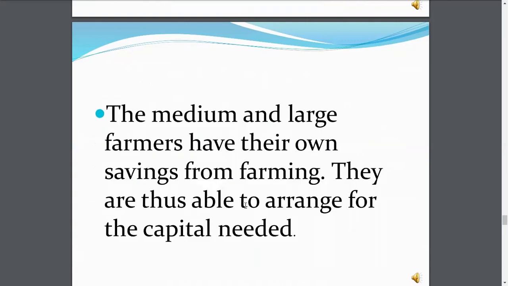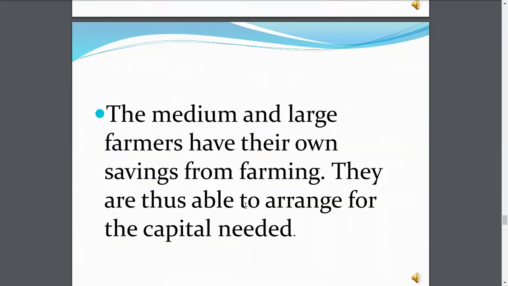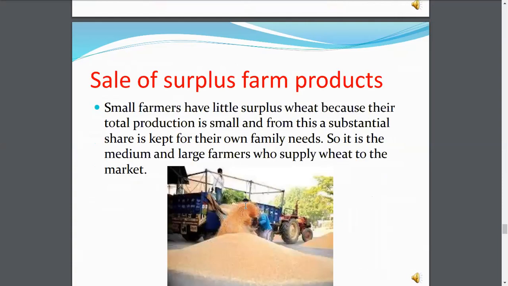Now the medium and large farmers have their own savings from farming. They are thus able to arrange for the capital needed. Here we have seen how the small farmers have to borrow money from the large farmers and the money lenders to arrange for the capital for their farm. But the medium and the large farmers have their own savings from farming. So they need not have any tension. They don't have any problem to arrange for the capital needed. Whenever they need, they just take the money and arrange the capital.